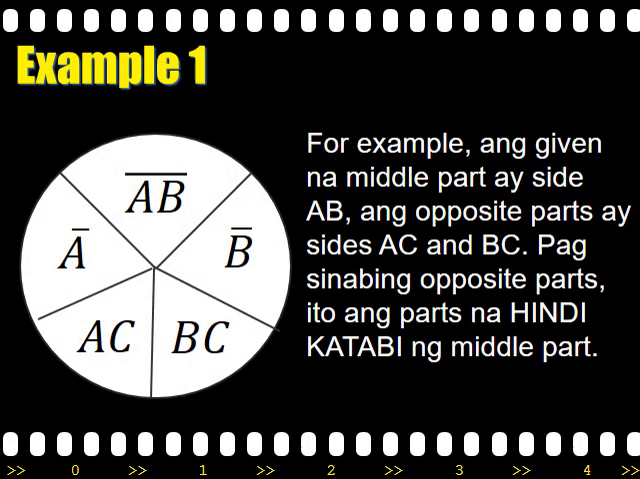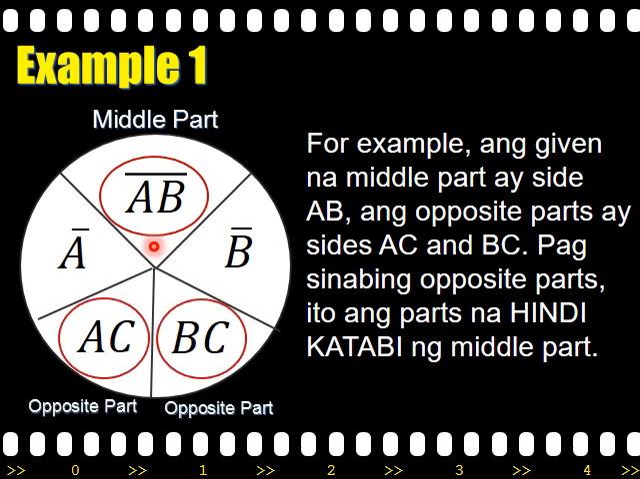For example, kung ito yung Napier's pie natin, ang given na middle part ay side AB. Kunwari AB ang middle part. Ang opposite parts natin, pag sinabi nating opposite parts, yung side na hindi katabi ng AB. Ano ba yung sides na hindi katabi ng AB? Yun yung sides AC and BC. Tawag sa kanila opposite parts. Basta hindi katabi, ang tawag ay opposite parts.